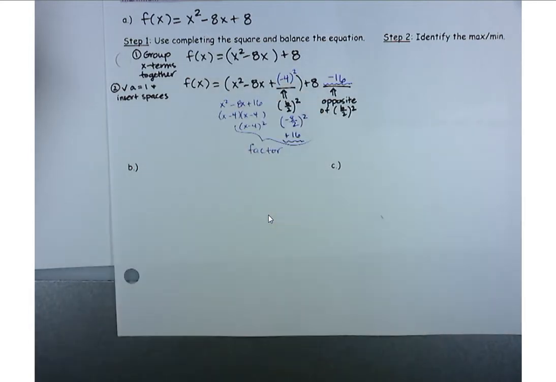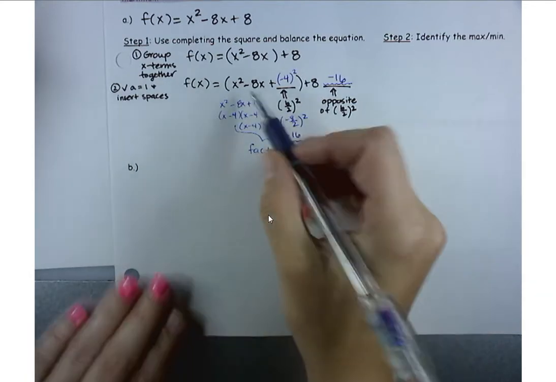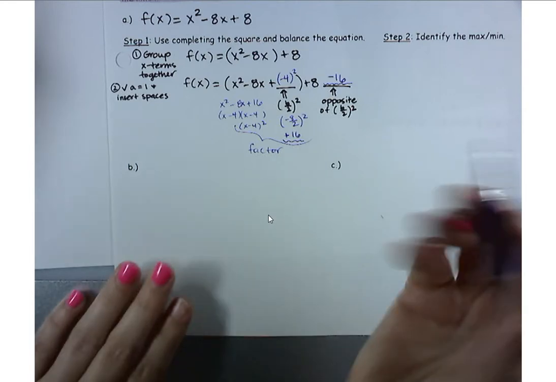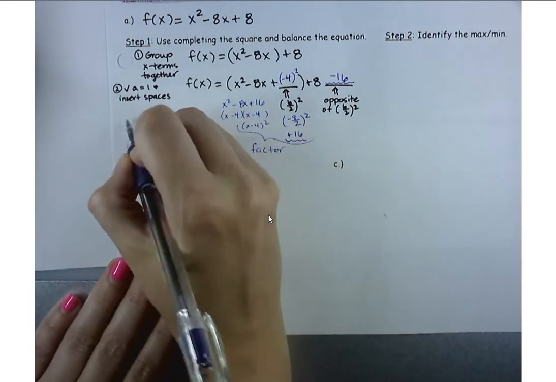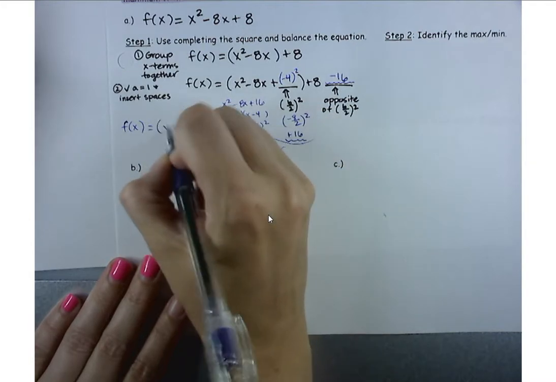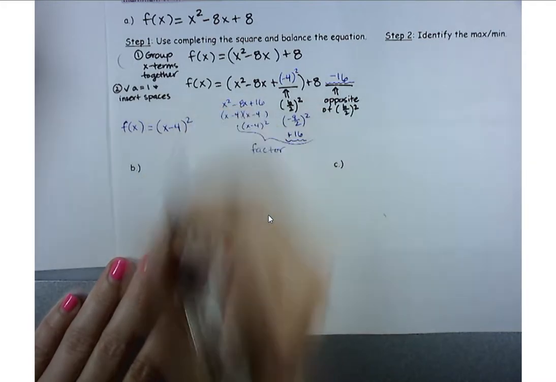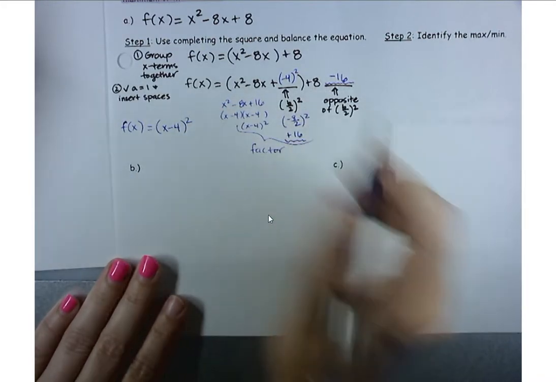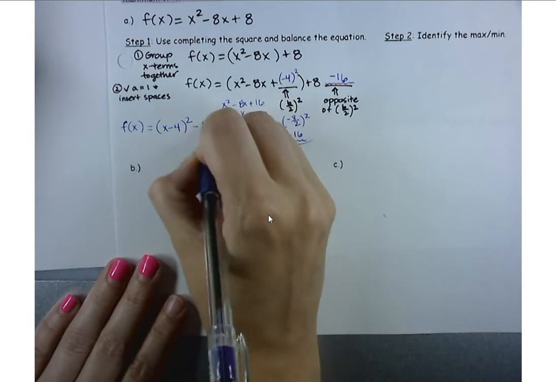So why do I keep that there? Yeah, it's always going to be b over 2. So if I keep that there, when I'm writing my final f of x, which I am going to write over here, my f of x would be x minus 4 squared, and then what's 8 plus negative 16? Negative 8.